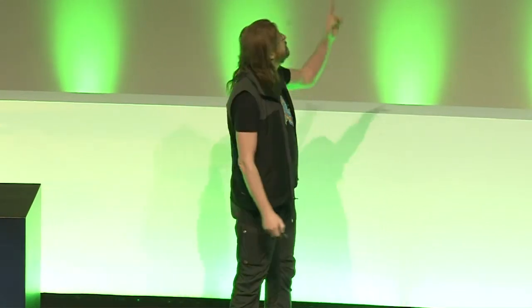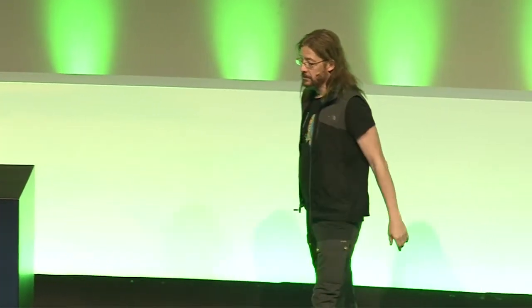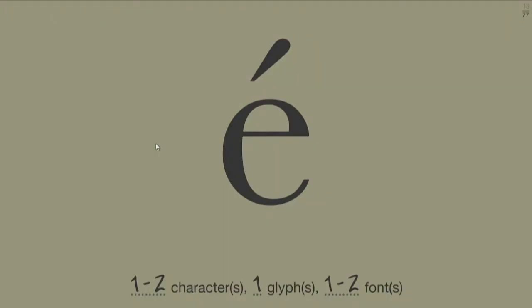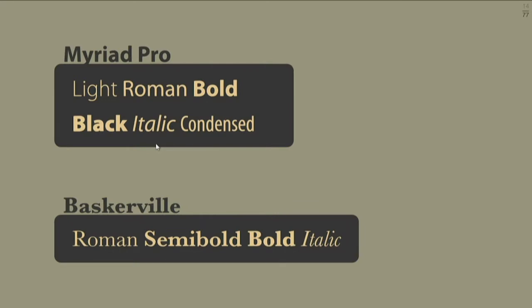Another example. This is the E acute. How many characters? 1 or 2. You can actually do it as a single character or as 2. You can have an E plus a combining accent. So, trick question there, slightly. I like trick questions, just as a warning. It's a single glyph either way. It'll be the same glyph. And if you're really unlucky, it'll actually come from 2 separate fonts, and then it'll look terrible. So don't ever do that.